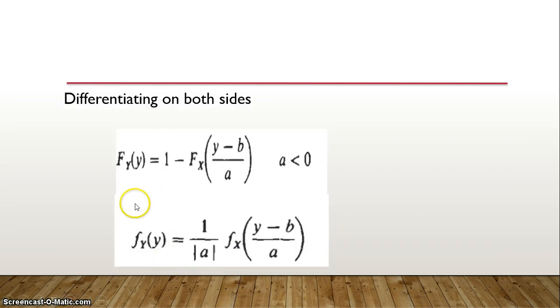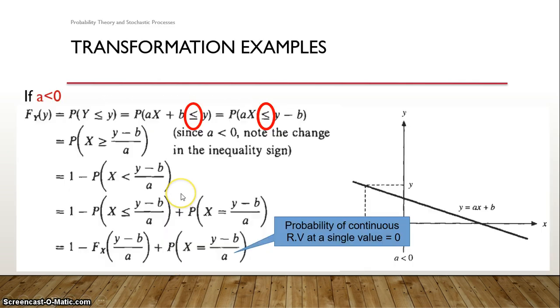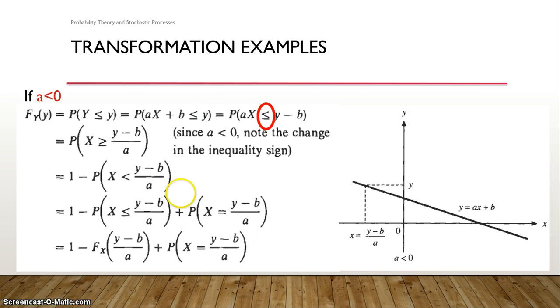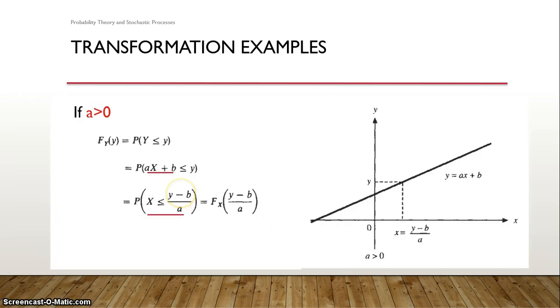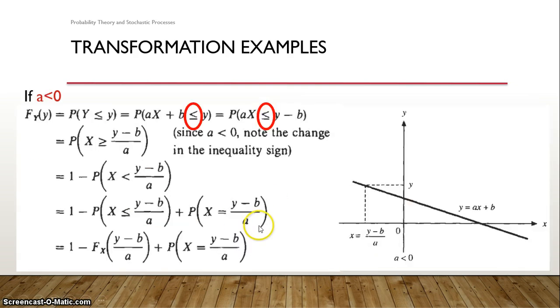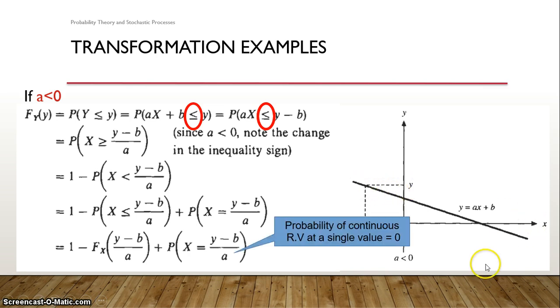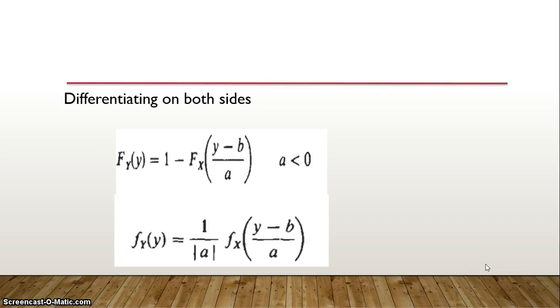So differentiate, then this is only the distribution. So you have the distribution now as one is Fx of y minus b by a, and another one is 1 minus Fx of y minus b by a. So when a is less than 0, you can see that this is the line y is equal to ax plus b, x is equal to y minus b by a, and the slope is negative. And what happens to the density function now?